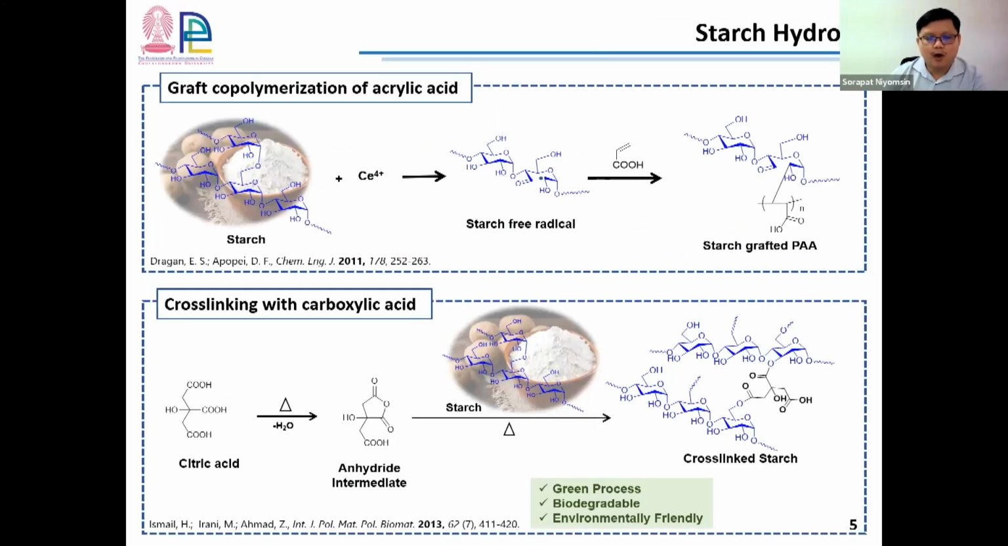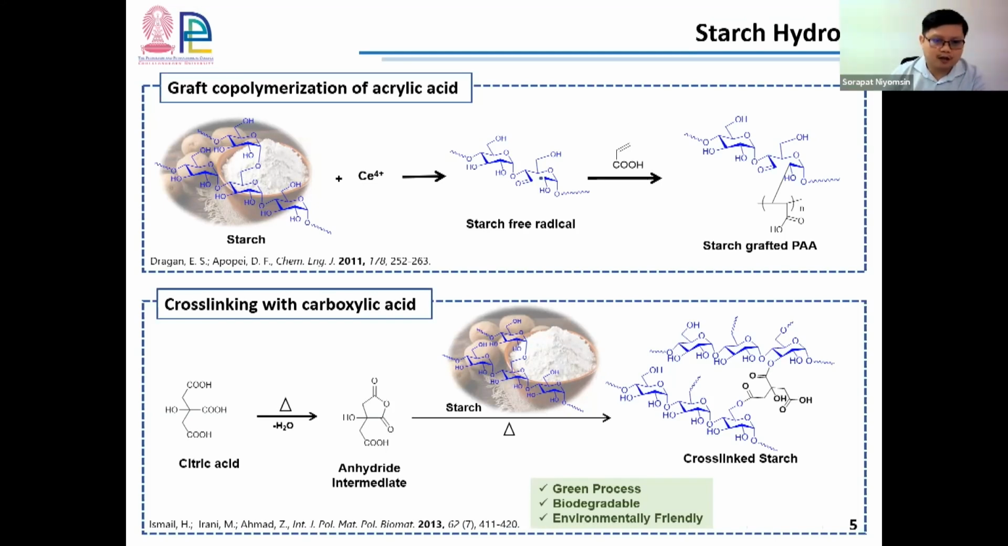One of the hydrophilic polymers that can be used to prepare hydrogel is starch. Starch is also commercially available, and it can be derived from natural sources. Many scientists have already reported on starch hydrogel. They prepare the starch with cerium ion to get free radicals and then polymerize with acrylic acid to get starch-graft-polyacrylic acid. In this case, the gel can be formed.